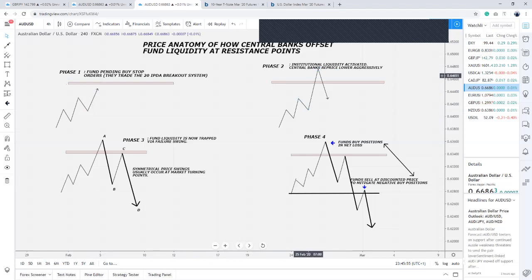Okay, that way price activates institutional buy side liquidity. And what is then going to happen is the central banks are going to pair up the sell side orders with institutional buy side liquidity, and price will then quickly reprice lower to the downside. Okay, so now your phase 3 is the fund level buy side liquidity is now trapped because the market is now trading below where your orders are.